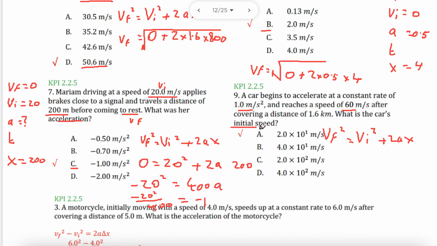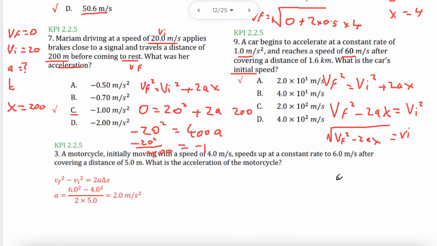It's asking me for it. So I will take my 2ax and move it to the other side. This is plus, so of course on the other side it becomes minus. So V final squared minus 2ax. That will give me V initial squared. I don't want V initial squared, I just want V initial. To remove the square, same as before, square root of everything: V final squared minus 2ax. That will tell me V initial without the square.